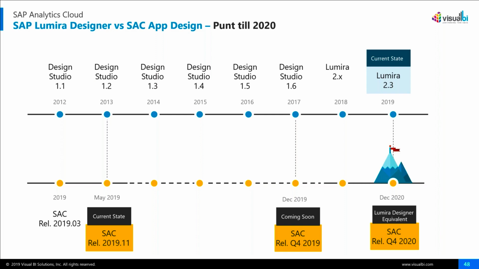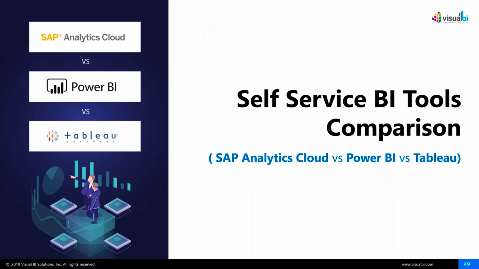So our recommendation is, if you are an existing business objects customer, you probably can punt on switching over to SAC app design until 2020. You will be better off. Otherwise, you will be facing some functional limitations.